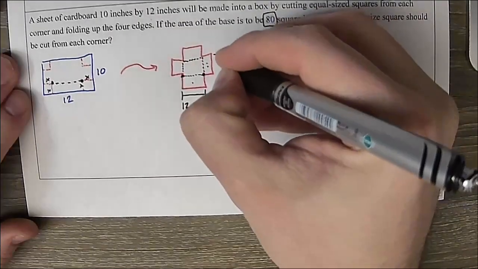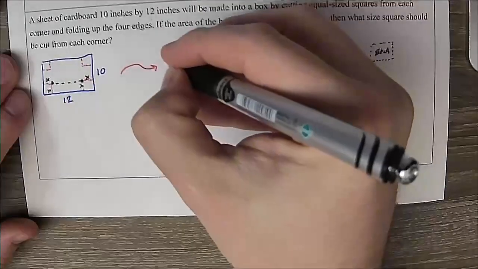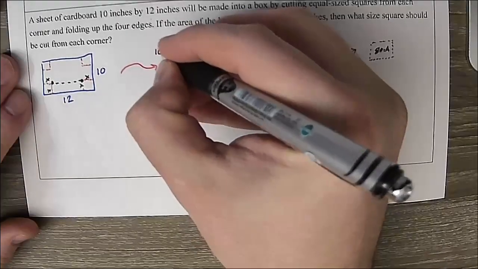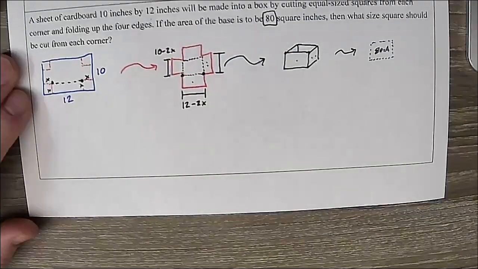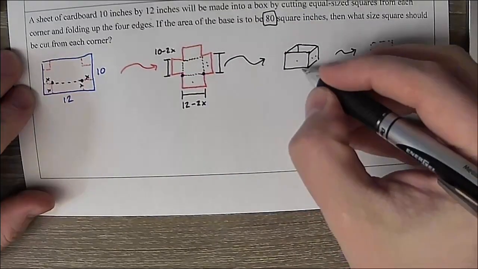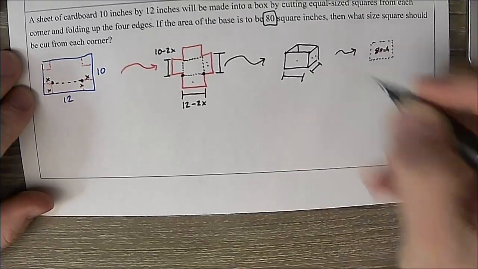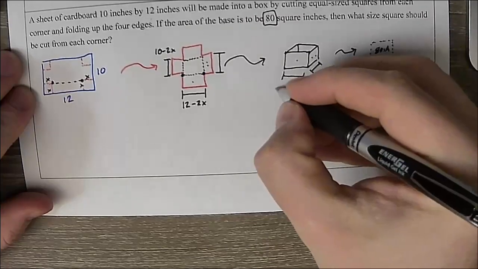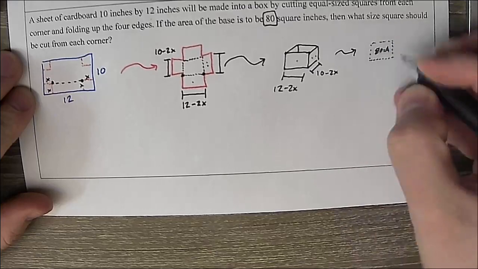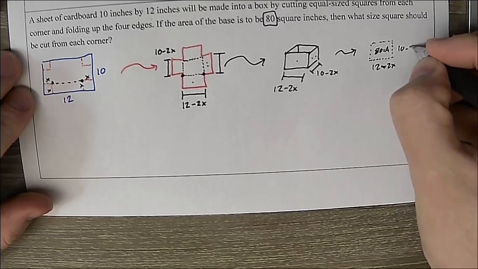Then we're going to find the distance on this side. I'm actually going to put it over here because I have some more room. That was 10 minus 2x. So the base of our box, the length from here to here and along this edge right there, is 12 minus 2x by 10 minus 2x.